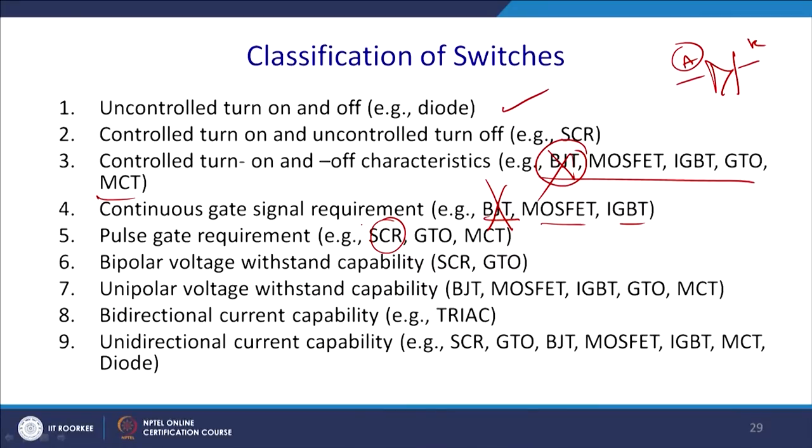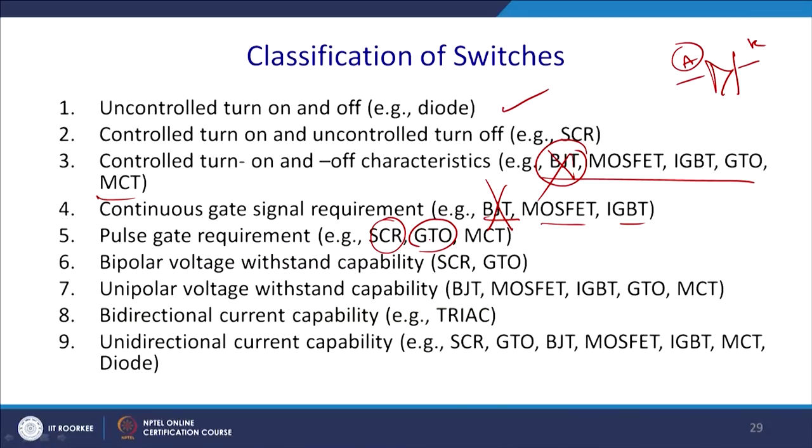So you can give it a pulse and it will be turned on, but turn off cannot be done in the case of the SCR. In the GTO, you can put it off by negative pulses, but it doesn't require any power in between. The power handling capability of these devices is quite high, but the limitation is high frequency operation. GTO is a fully controlled device, but the problem is that its frequency is limited to around 500 hertz, and the same way for the MCT. Now, based on bipolar voltage withstanding capability, it can withstand bidirectional voltage, block and allow. So this is SCS and GTO.